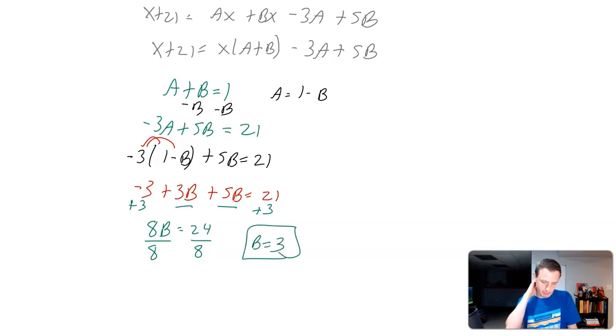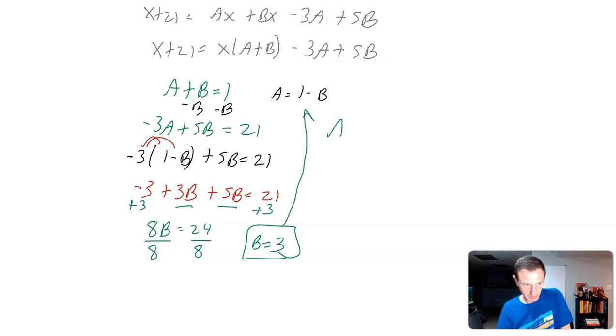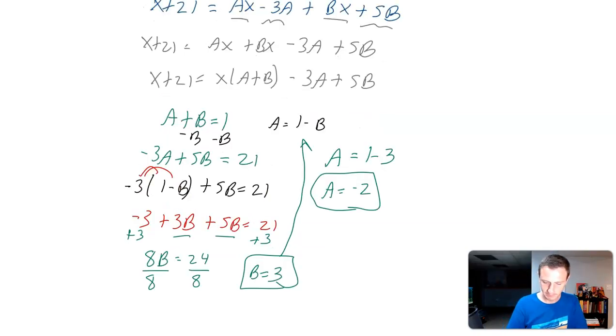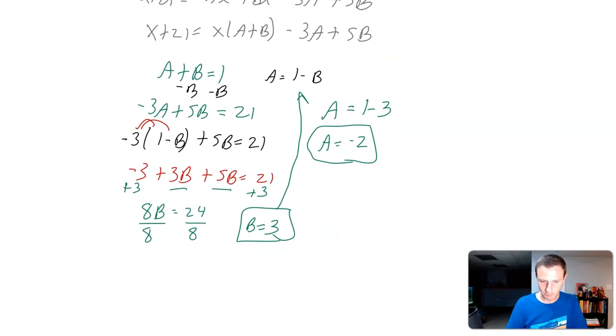Okay. So we have our b equal to 3. Now we need to get a, so that's an easy substitution back into here. So that's going to be a is equal to 1 minus 3. a equals 1 minus 3 is negative 2. So there's our a. So we have our a, we have our b.